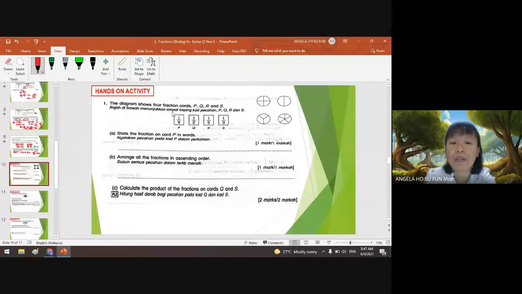The diagram below shows 4 fraction cards, P, Q, R, and S. All right, P, Q, R, and S. So state the fraction on card P in words. Okay, this one. Okay, P. How to write in words?